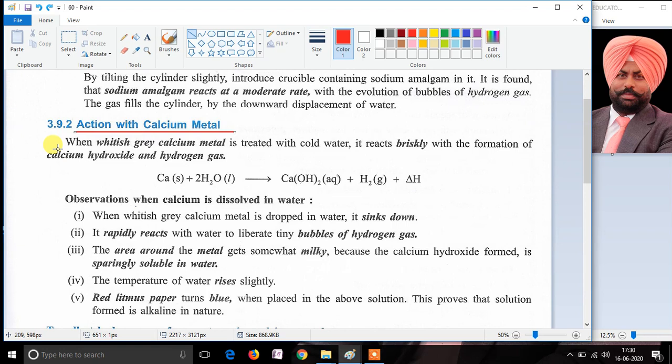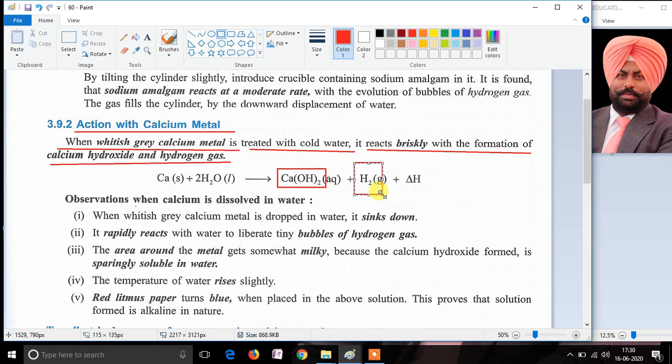water. So let's start. Calcium metal is whitish gray in color, and when this metal is dropped in cold water or when it is treated with cold water, a brisk reaction takes place. And during the reaction, the products formed are calcium hydroxide and hydrogen gas. Now let's see the observations that what happens when a calcium is dropped or dissolved in water.